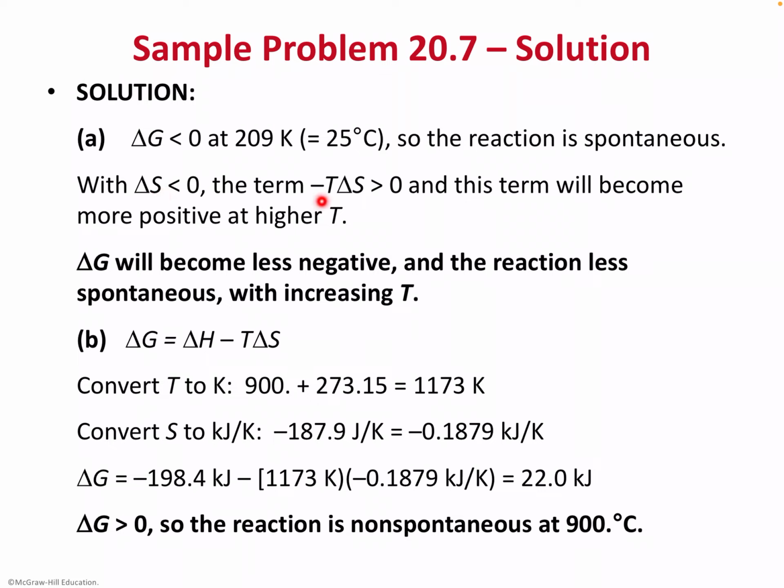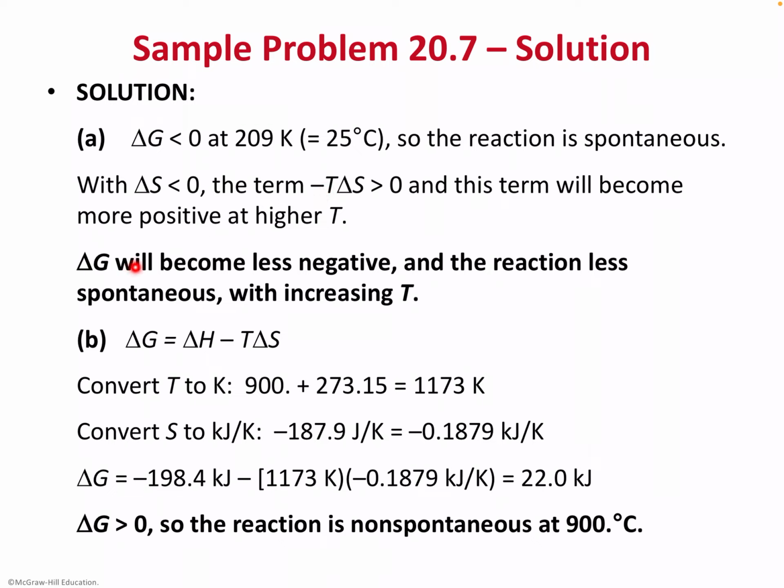So the term T delta S, since the delta S is negative, this is negative. Negative times negative will make it positive, greater than 0. And this term will become more positive at higher temperatures. This is a positive term, right? What happens as the temperature increases?